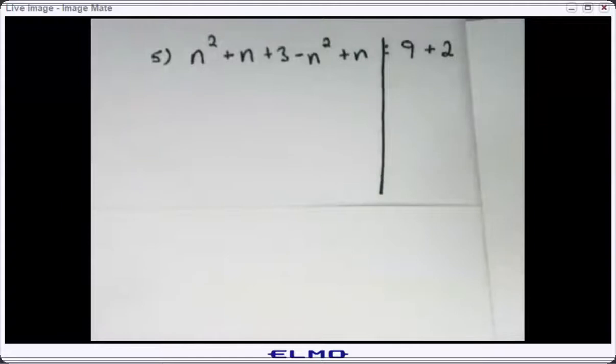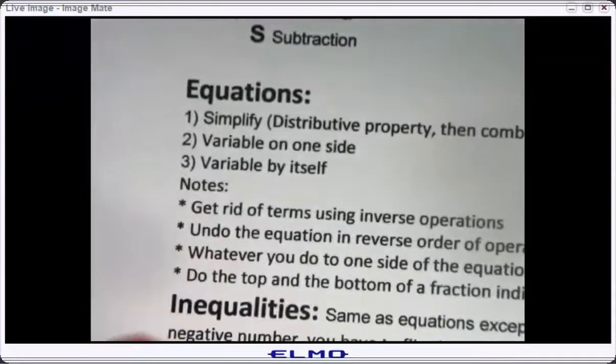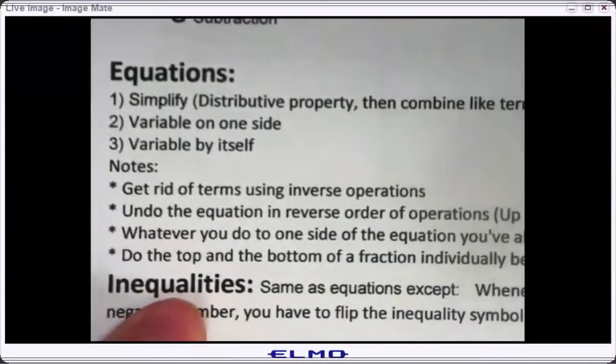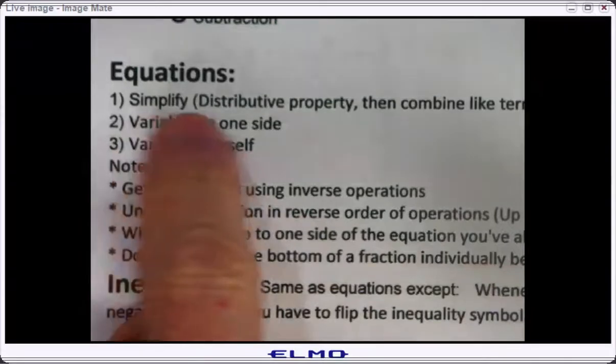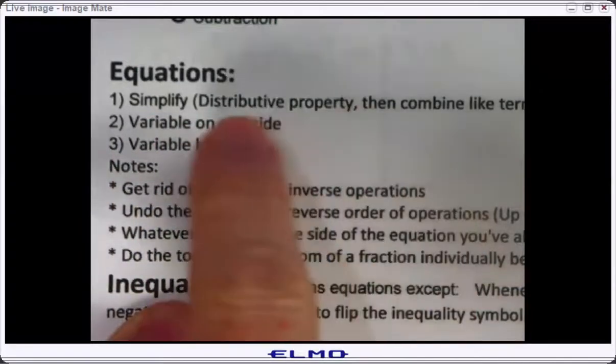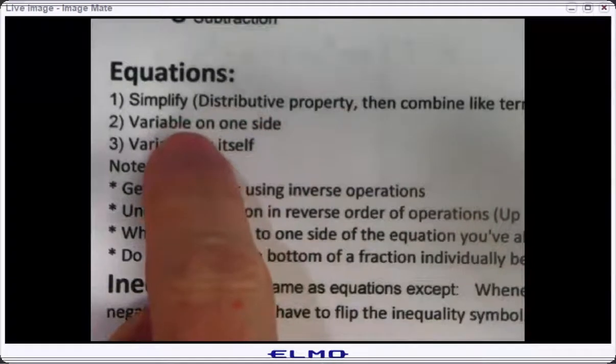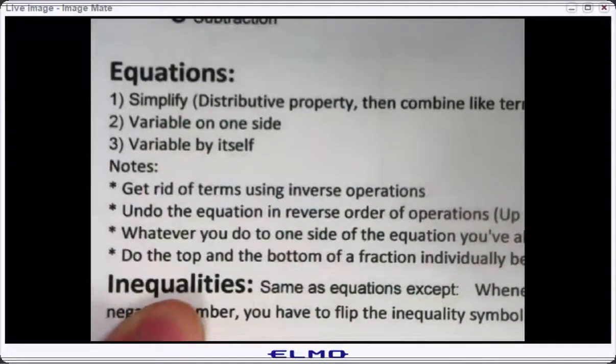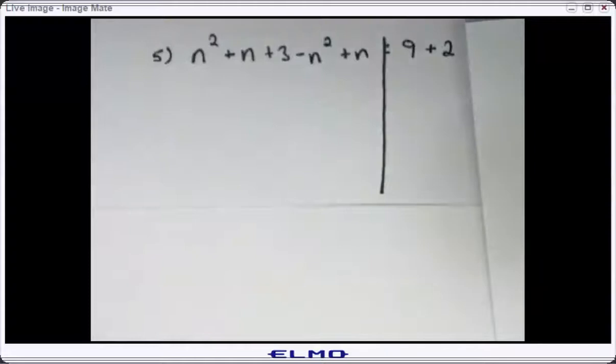Look at each side individually, because the first step in solving an equation is to simplify, which is do all the distributive property and then combine all the like terms. Then we get the variable on one side, which will be another lesson. Then we get the variable by itself. So step 1 is always simplify the expressions on each side.